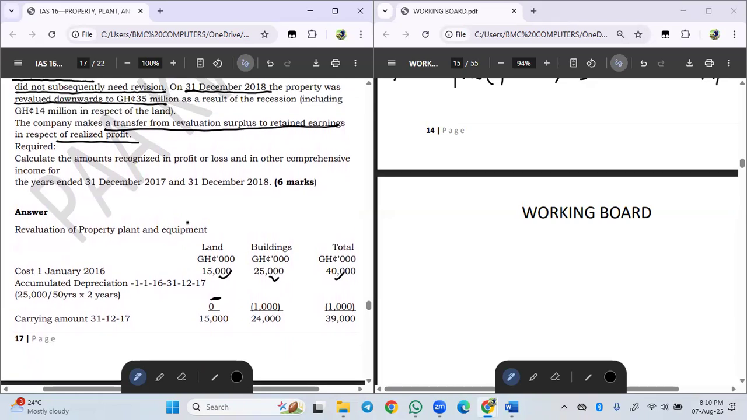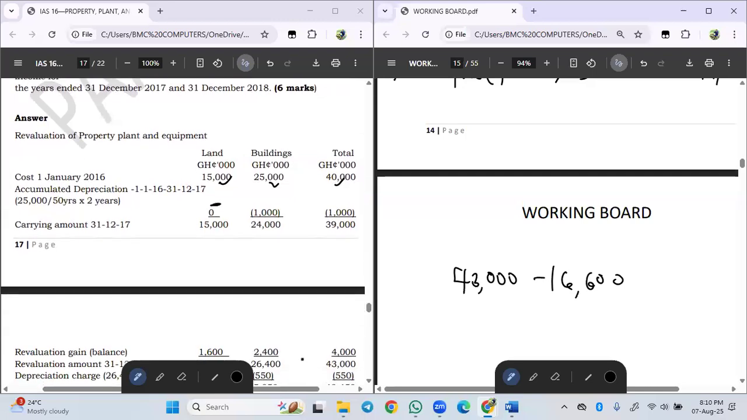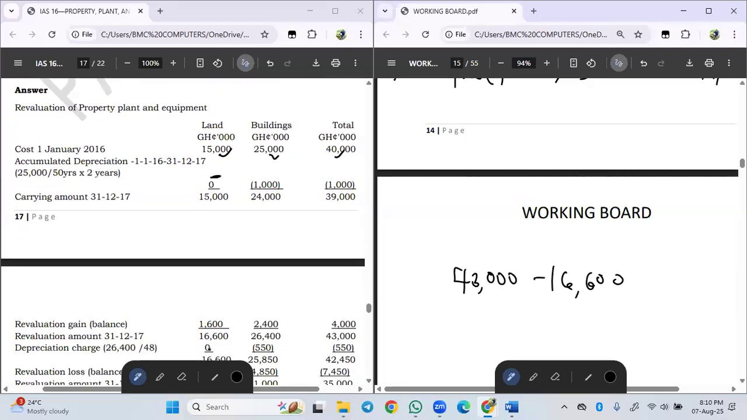So if you are having 43,000, 16,600 is for land. How much do we have for building? 26,400. 26,400. Yeah, so the revaluation amount.